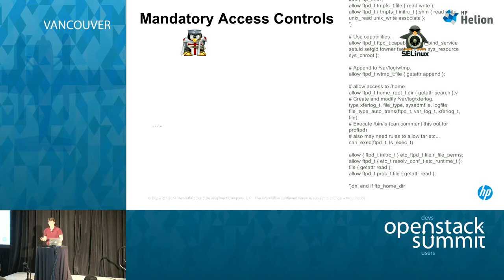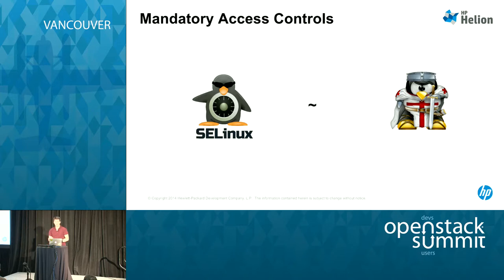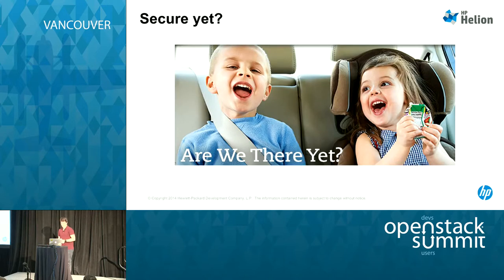So my point here isn't necessarily that one is better or worse than the other, but sometimes a less perfect system that everybody can deploy is better than a perfect system that nobody can. Which does kind of sound like I'm trying to sell AppArmor, and I'm not, because my Red Hat friends will beat me. So are we secure yet?